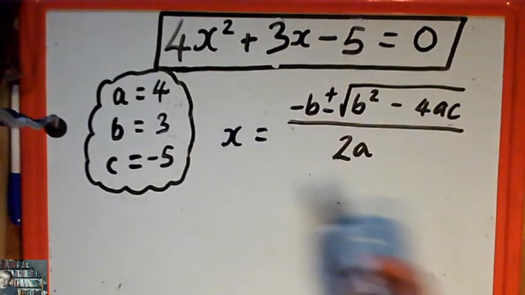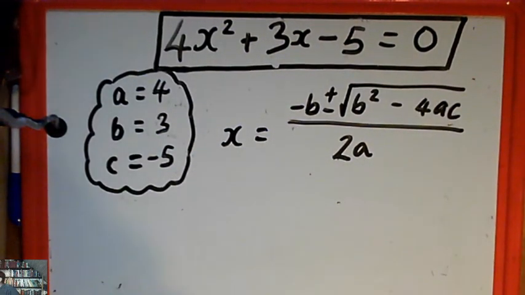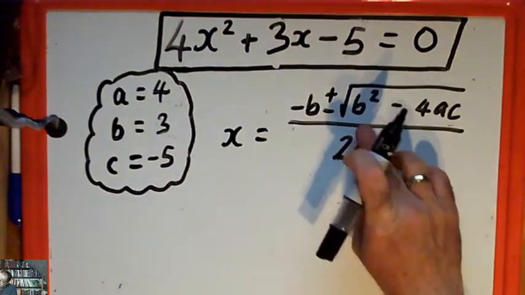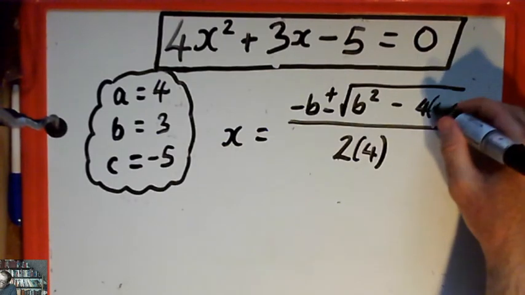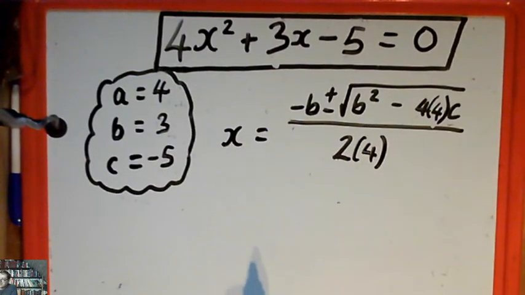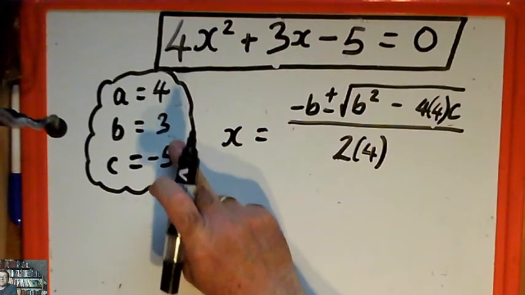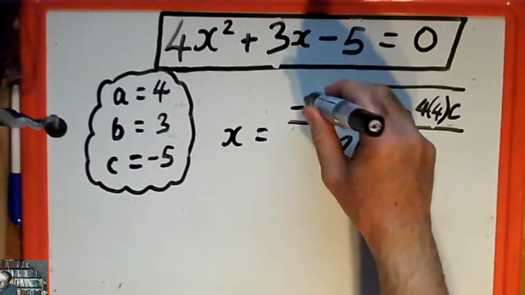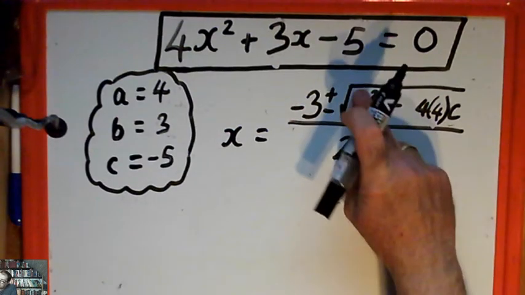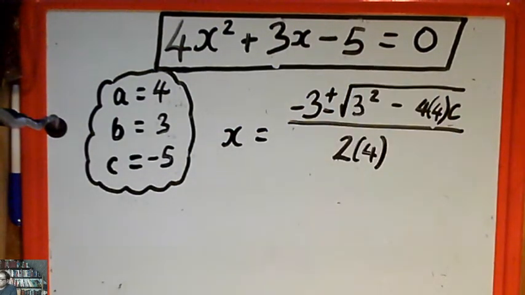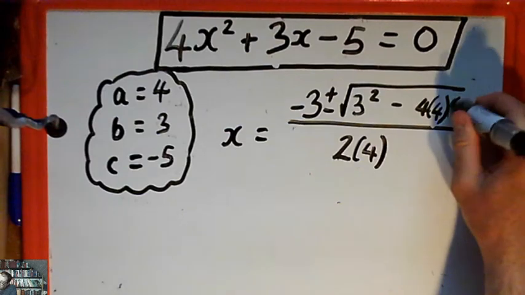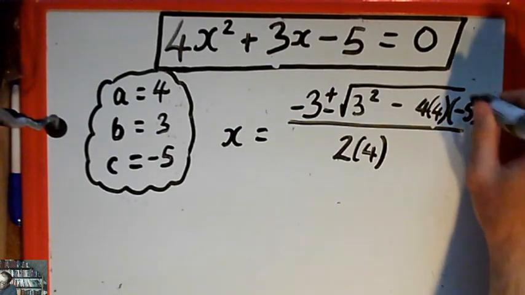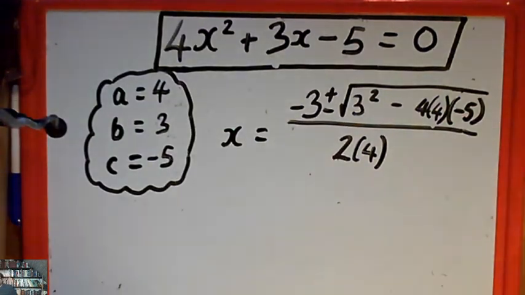I'm going to stick all of those numbers into the formula. x equals minus b plus or minus square root b squared minus 4ac all over 2a. So let's start with the a's. a is 4, so wherever I see an a, I'm going to replace it with a 4. b is 3, so wherever I see a b, I'm going to replace it with a 3. So minus b becomes minus 3. b squared becomes 3 squared. And then c is minus 5, so where I see a c, I'm going to replace it with a minus 5. Just stick the whole thing in brackets so I don't forget the minus or get confused by it.